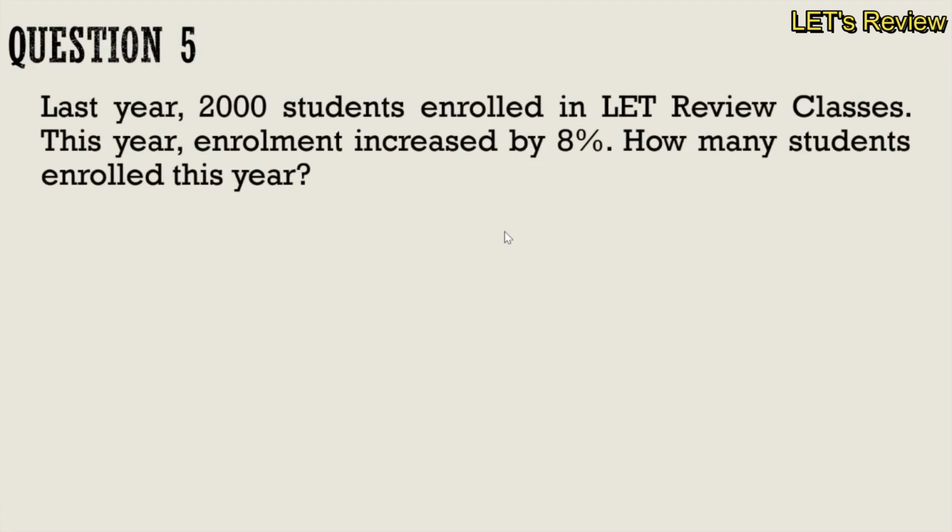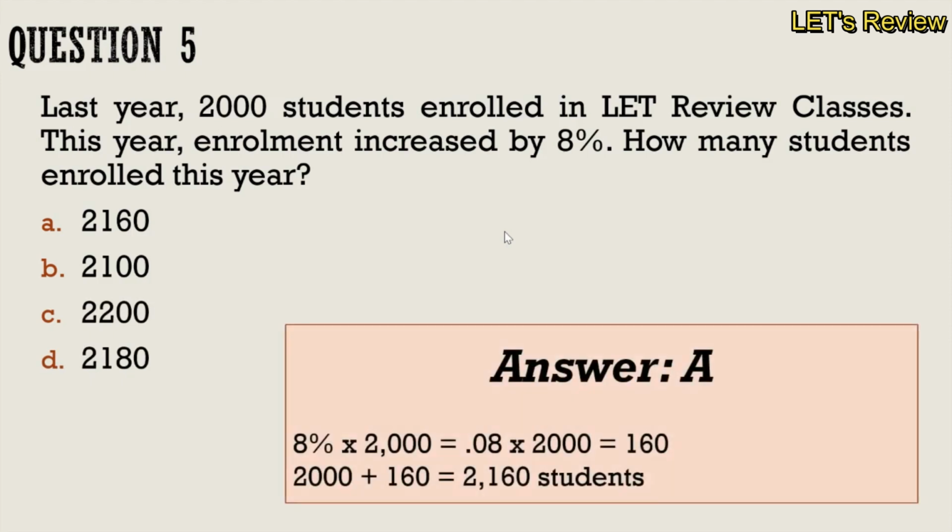Question 5. Last year, 2,000 students enrolled in Let Review classes. This year, enrollment increased by 8%. How many students enrolled this year? A. 2,160, B. 2,100, C. 2,200, or D. 2,180. The answer is A. 8% of 2,000 is equal to 160. So 2,000 plus 160 is 2,160 students.